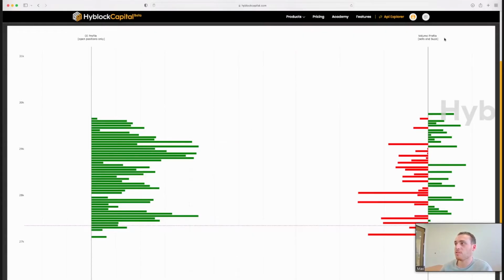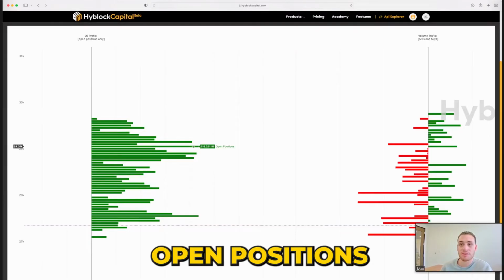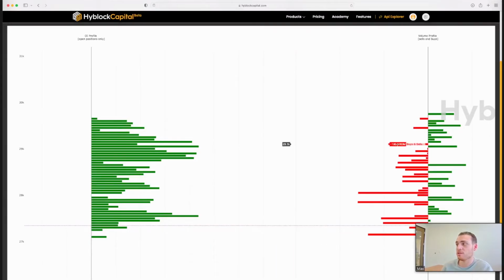Now we go over here to the volume profile, sells and buys, and we're able to see that out of the 218 million in open positions that occurred at 29,000, 180 million of them were sells. And that would of course make a lot of sense given that price is now trading $1,500 below where the point of control of the range is, being 29,000. Now this is extremely helpful because if we go back and find 29,000 again, right now we're sitting at about 27.5, 27.6. If price manages to work its way back up to the range high, there's something you can look out for.